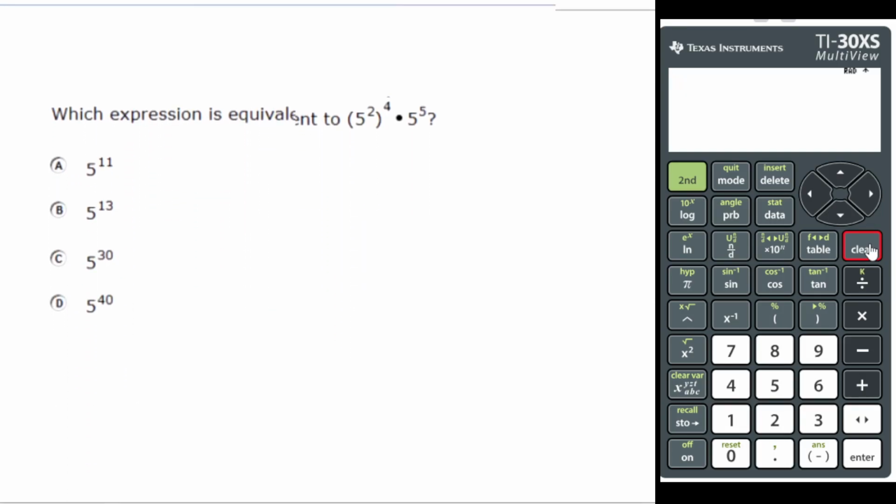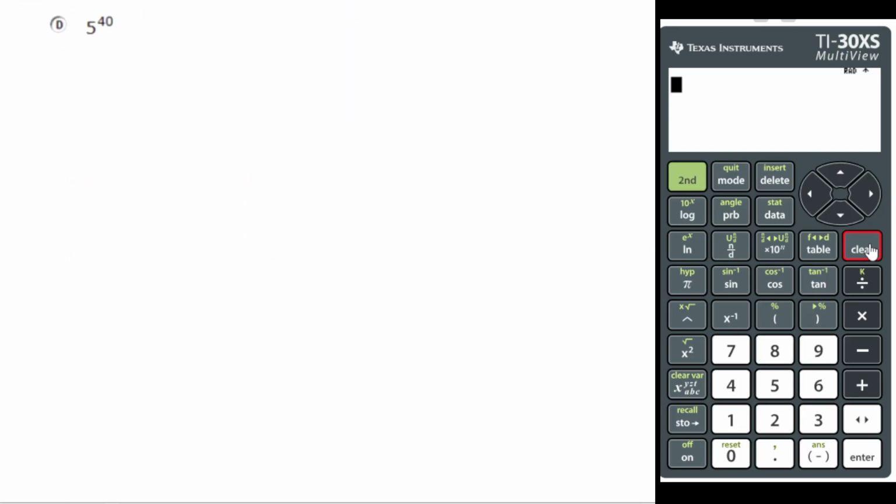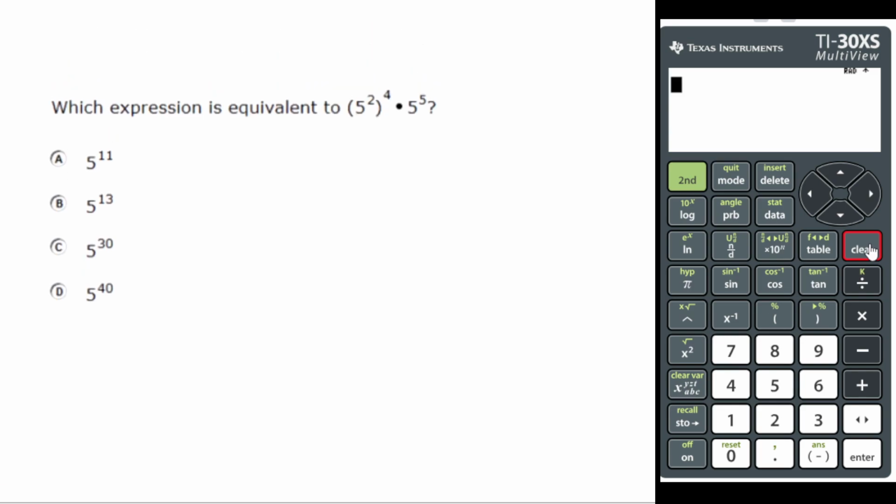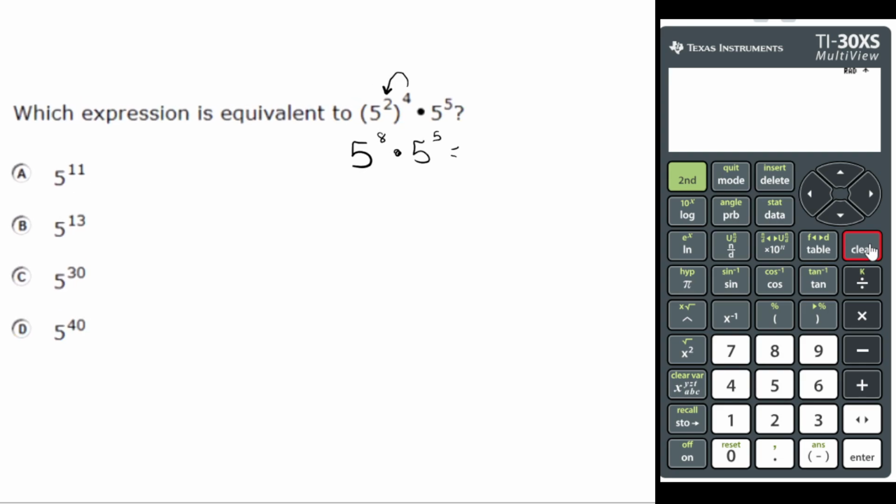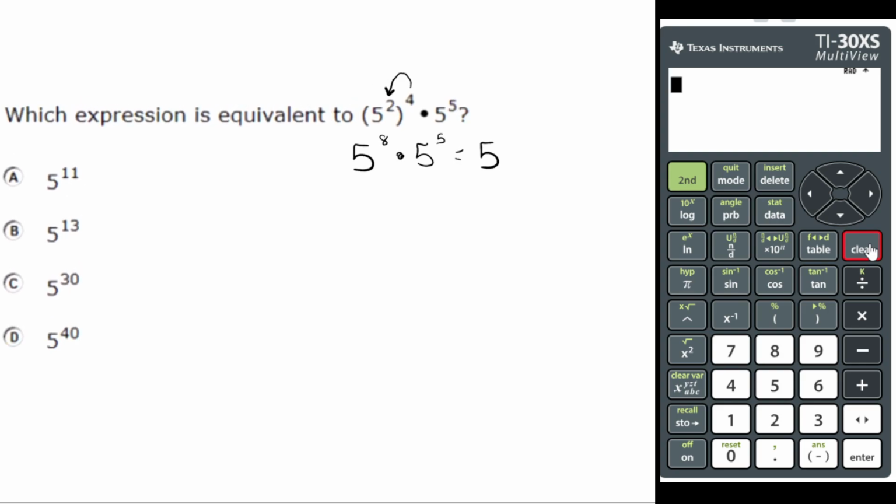All right. So I believe our final question of this video, yes it is. What expression is equivalent to 5 to the second raised to the 4 times 5 to the 5? So again, we're going to do our product rule. Distribute in. 5 to the 2 raised to the 4 is 5 to the 2 times 4, which is 5 to the 8, times 5 to the 5. Product rule says that we add our exponents now. 5 to the 8 times 5 to the 5 is 5 to the 13, which is choice B.